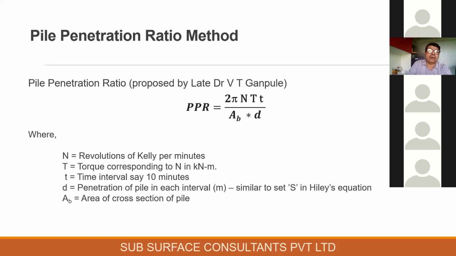So in PPR or pile penetration ratio, the N is the revolutions of Kelly per minute. And interesting thing is the equation is 2 pi n t into time interval t. Now time interval t is 10 minutes. So in the given time interval, we have revolutions. RPM of the Kelly is given n. Now the t is not measured anywhere, but it is measured from the graph which is the next slide.